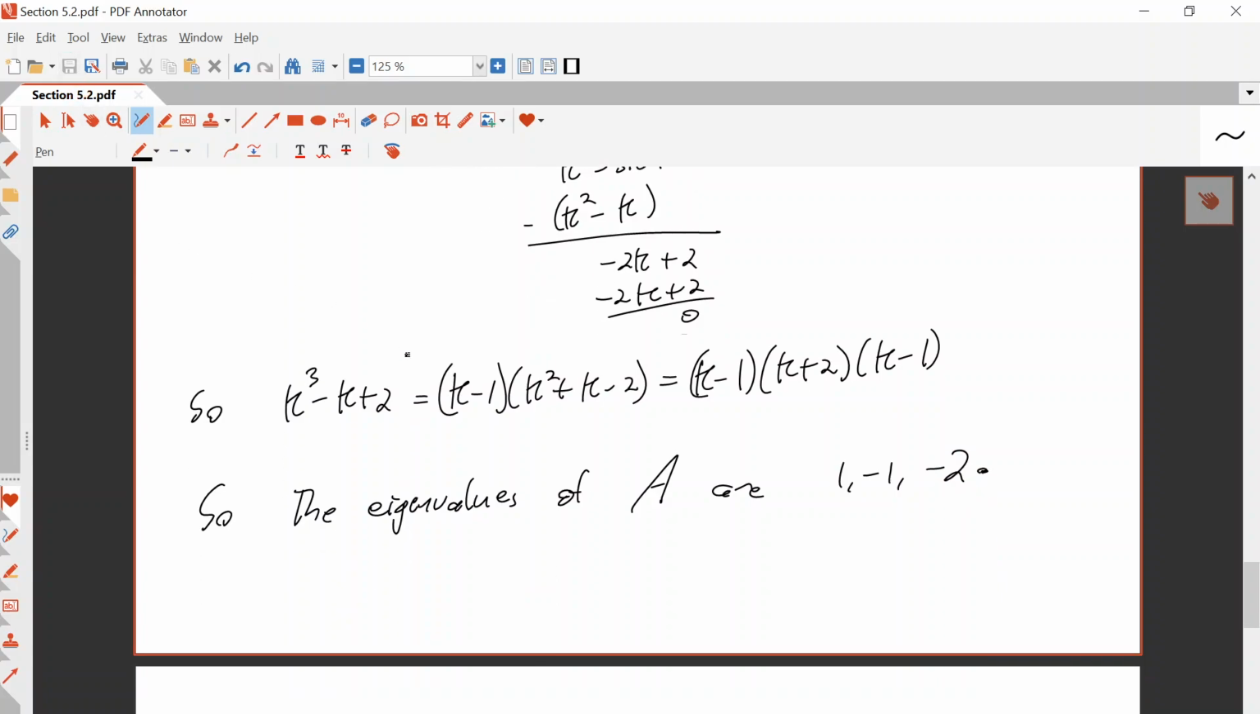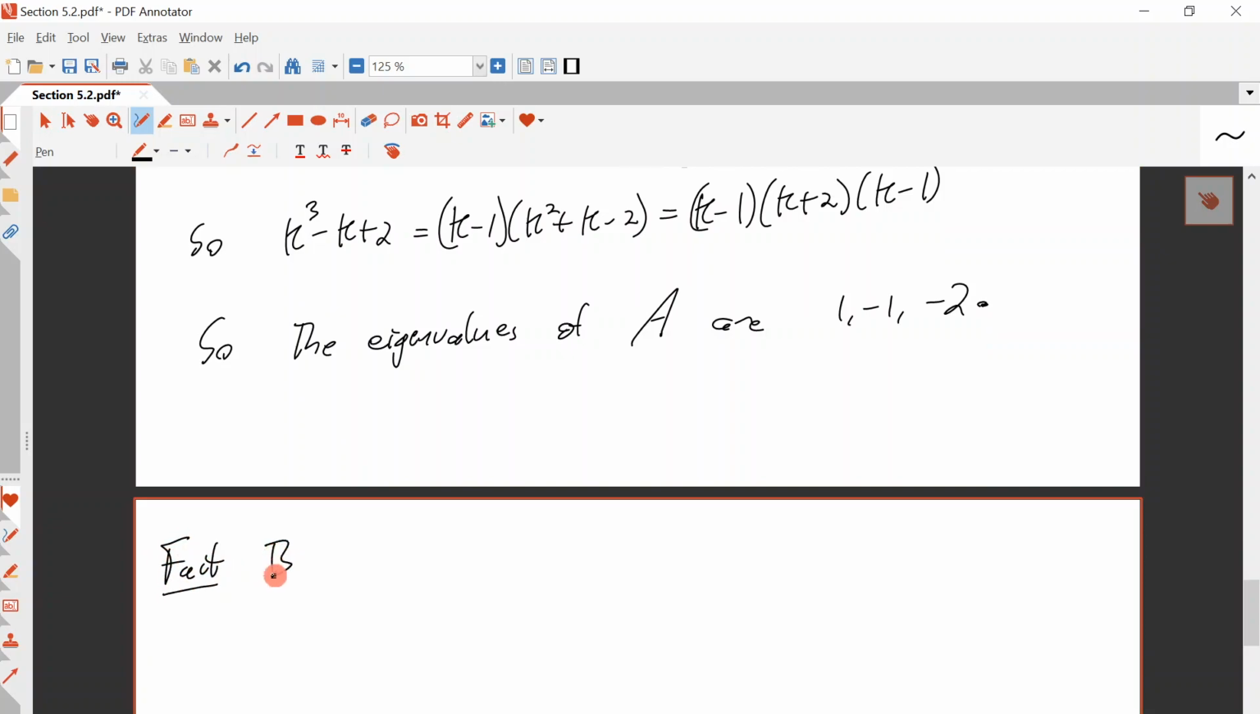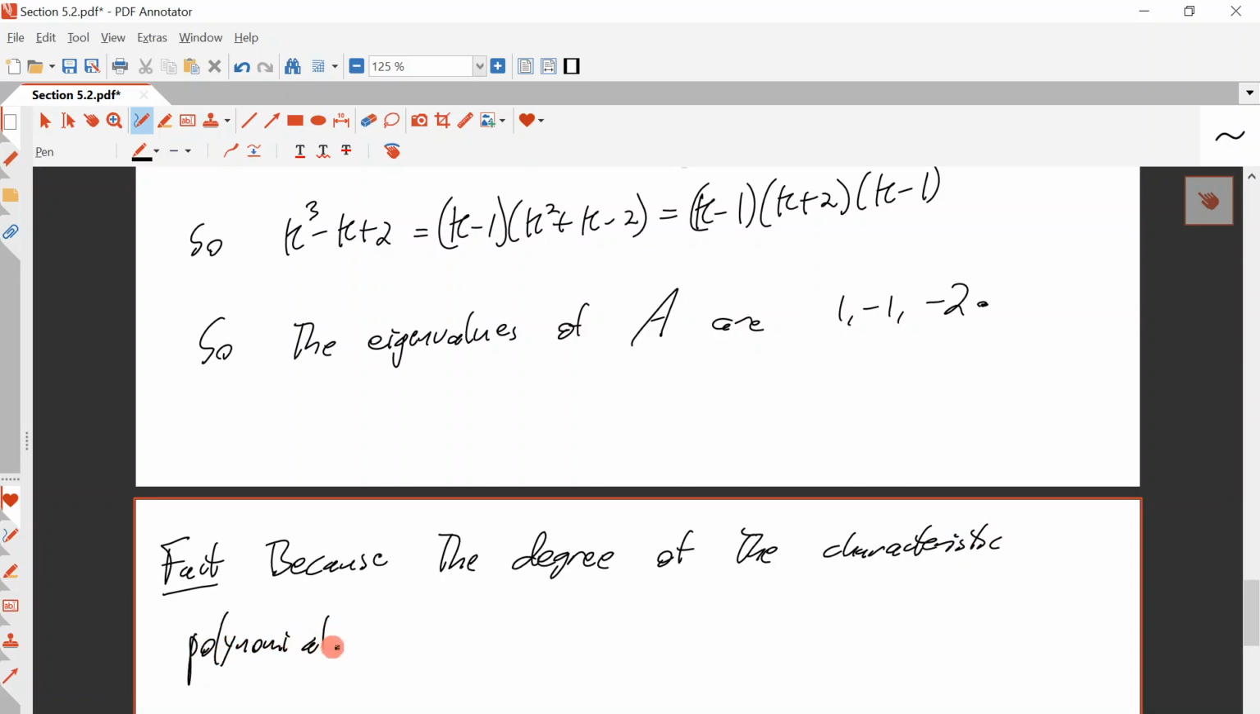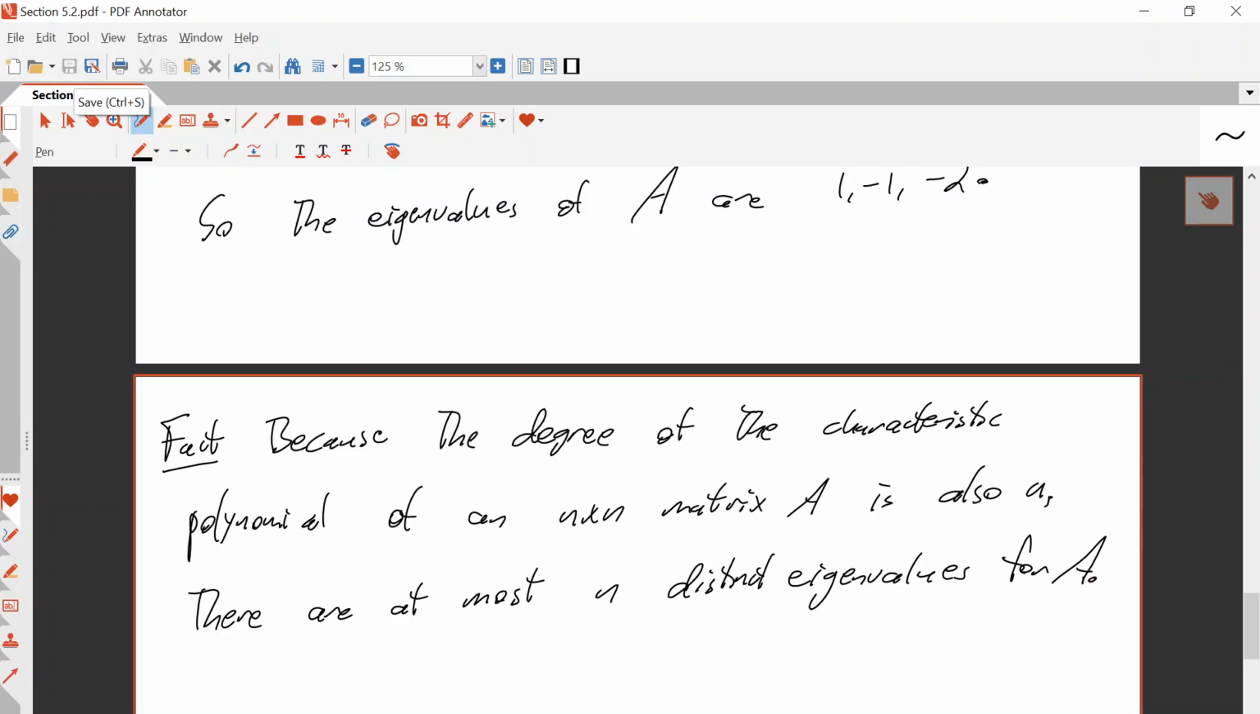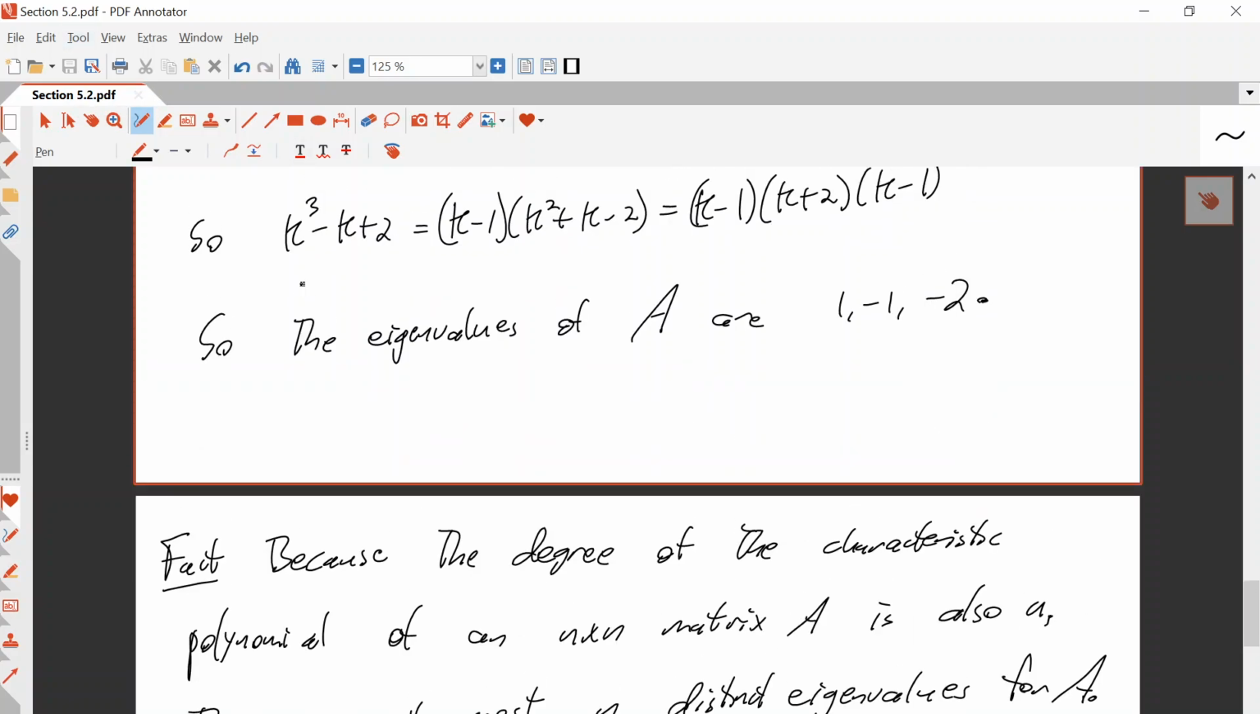So notice that because the degree of the characteristic polynomial of an n by n matrix A is also n, there are at most n distinct eigenvalues for A. So you don't have to have exactly n, you could have less than that, because polynomials have repeated roots sometimes. A degree 3 polynomial could have a repeated root.